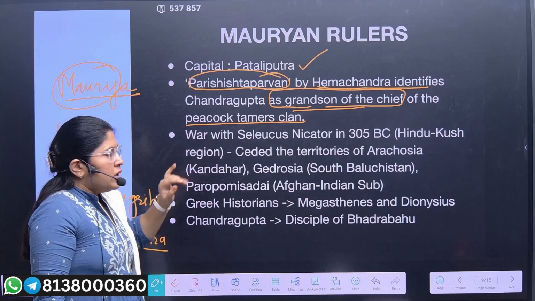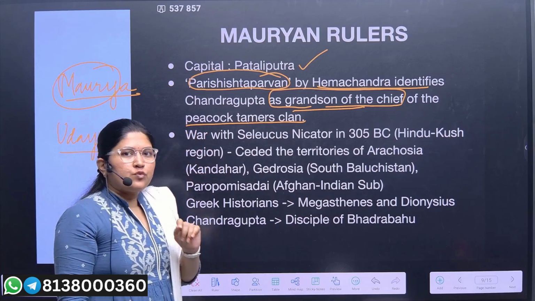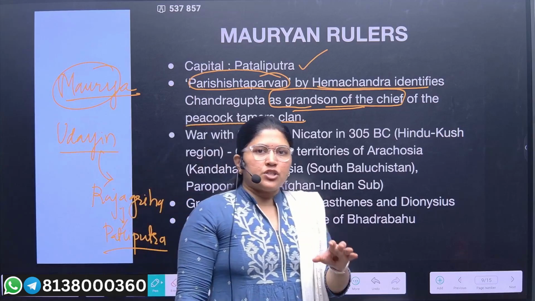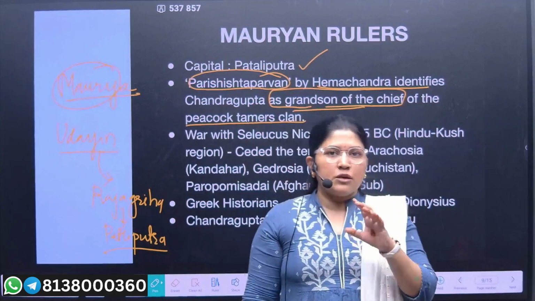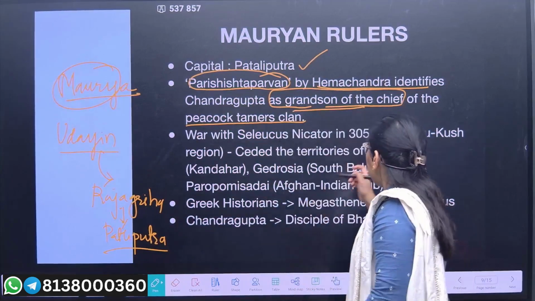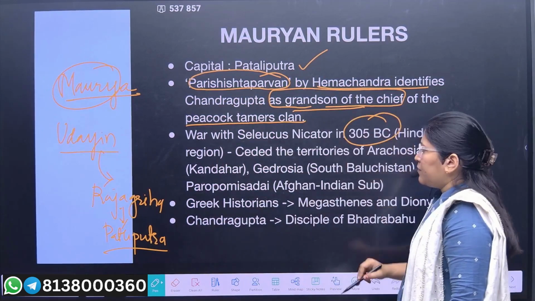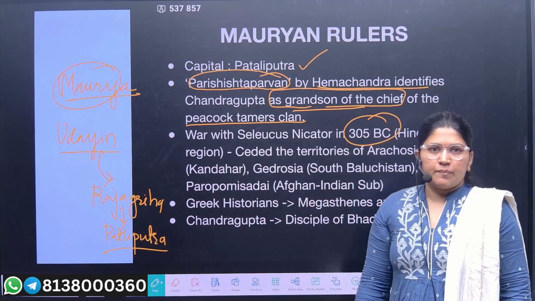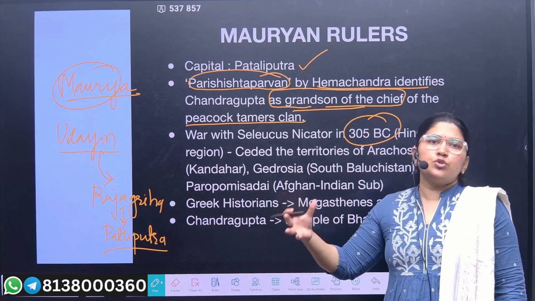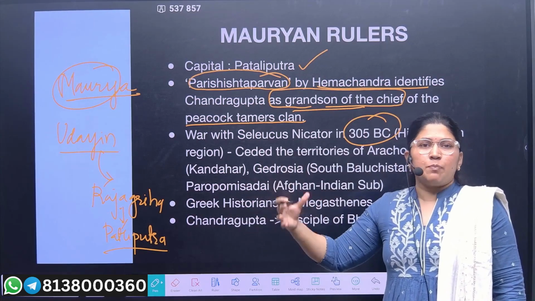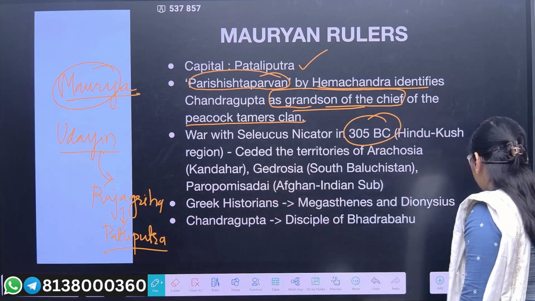Now the most important war fought by Chandragupta Maurya was with Seleucus Nicator in 305 BC at the Hindu Kush region. Here the Hindu Kush region was expanded into during the Chandragupta period.